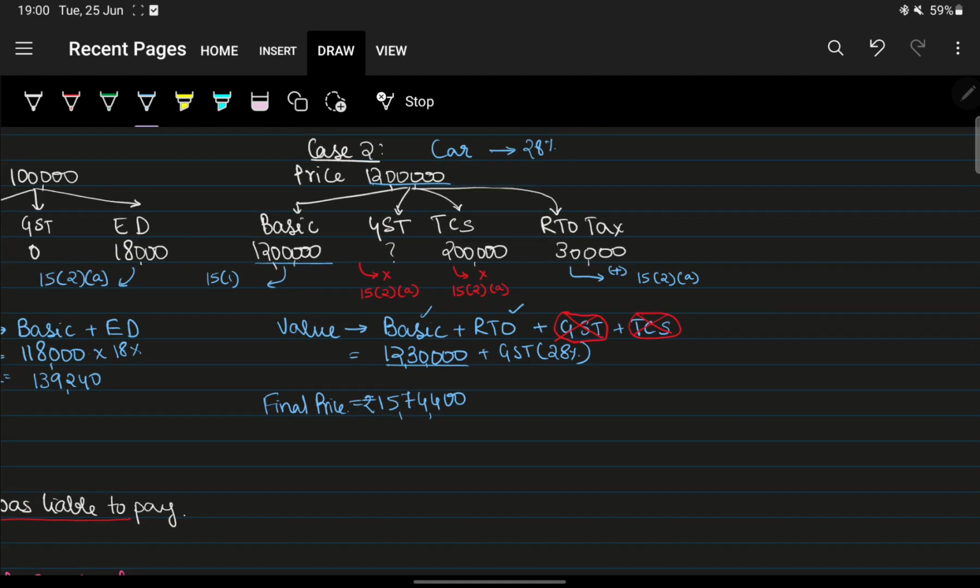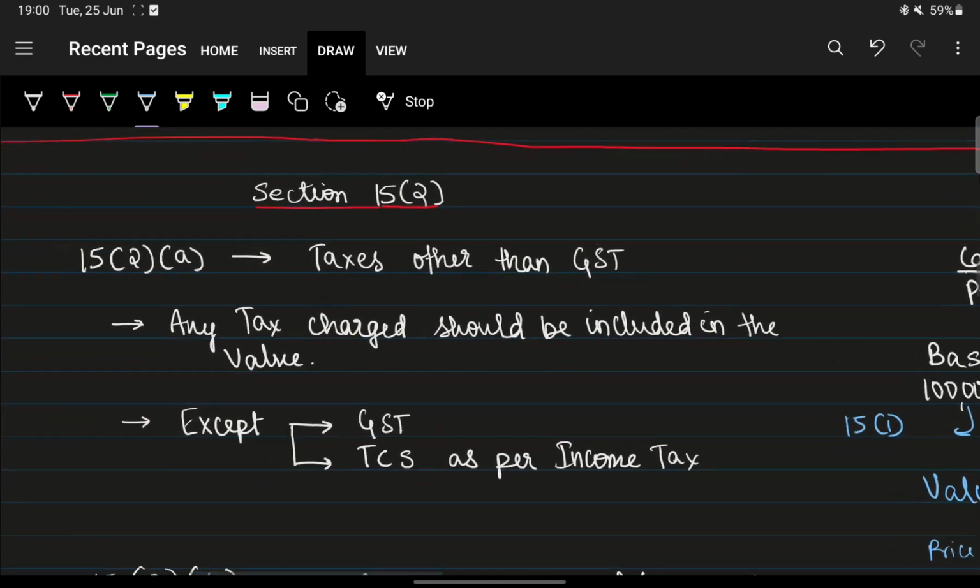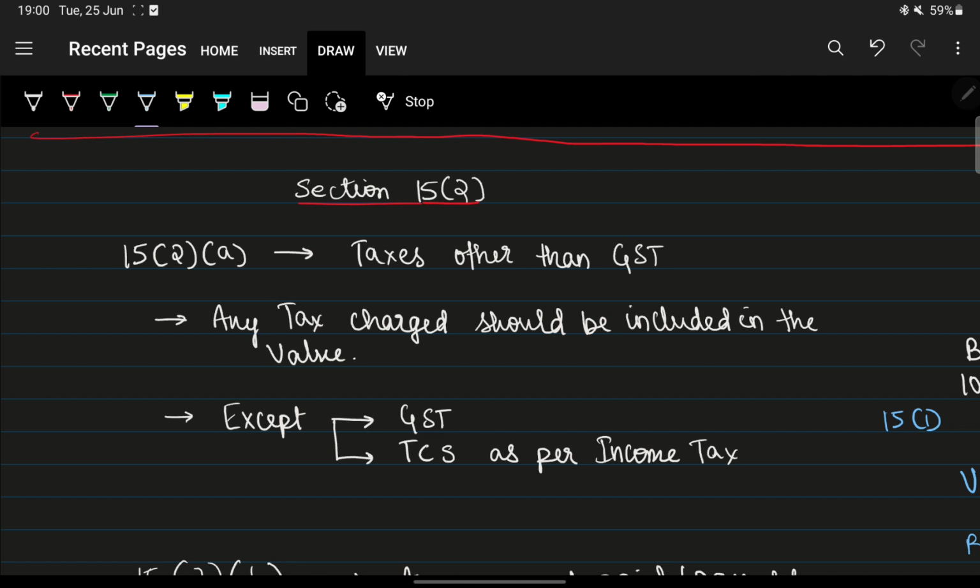I think this is sufficiently clear, but I'll just cover it one more time. Section 15(2) clause A talks about taxes other than GST. Any tax that is charged should be included in the value of supply, except for two things: GST and TCS collected as per the Income Tax Act. Next.